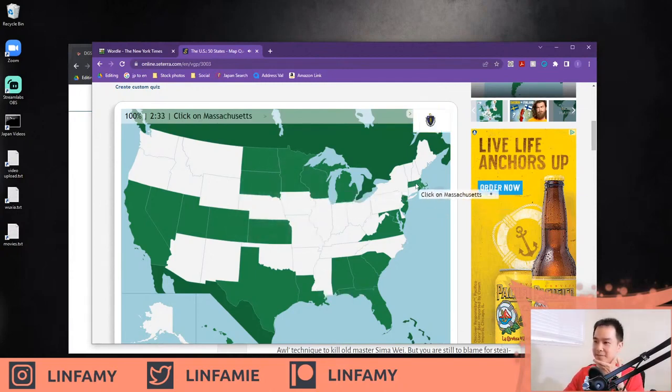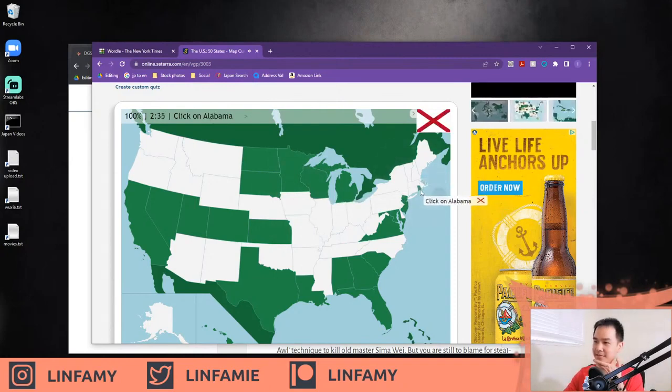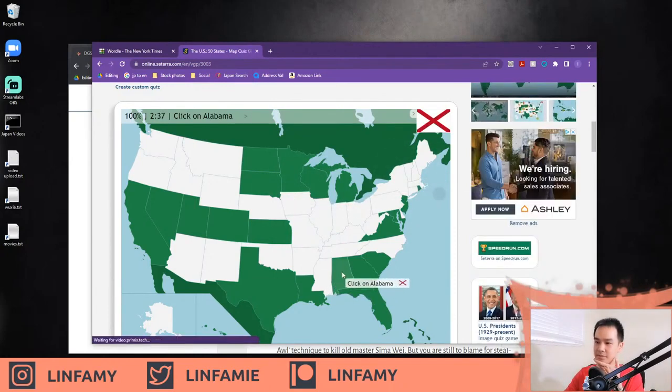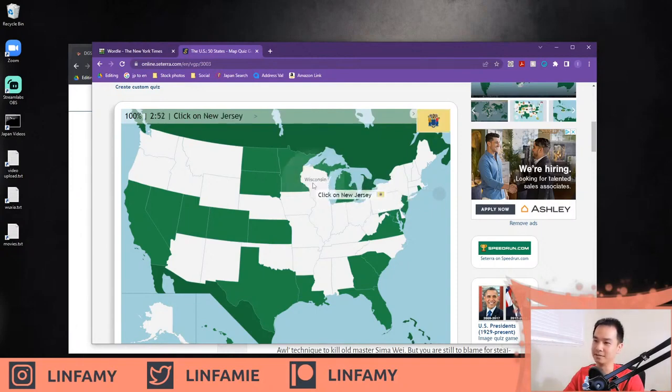Iowa. This is Mass. Alabama. This is Michigan. This must be Wisconsin. Oh, I always get these mixed up. Is it the other way around? Is this Wisconsin? No, this is Wisconsin. New Jersey. Georgia. 100%. Virginia. Kansas. Oh, this is Kansas.